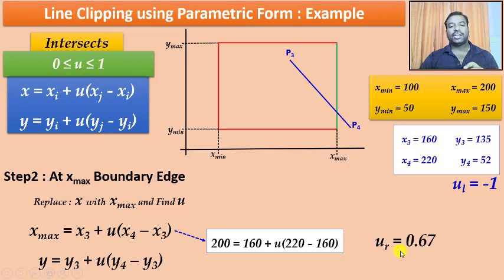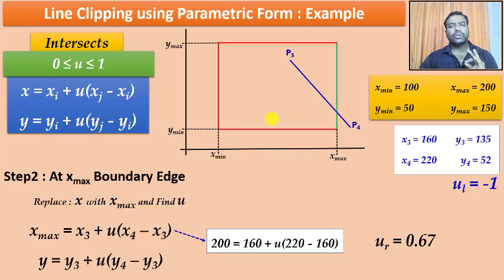When this is within the range, then there is an intersection of the edge with the boundary, and it is true with our example. So now it has an intersection. Now I need to find the value of y. Just observe, when there is an intersection, I need to find a new point for this P4, as P4 dash. I need to find P4 dash.